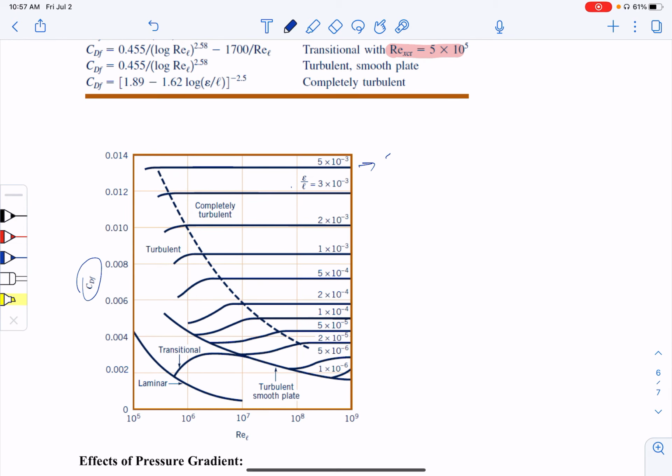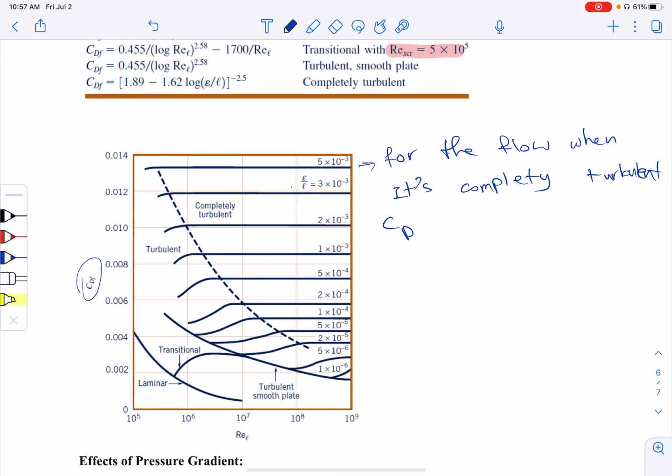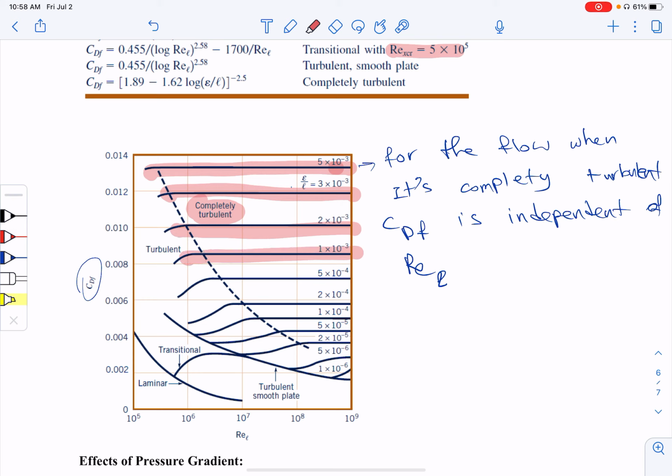And then we also can say that for the flow when it's completely turbulent, the friction drag coefficient is independent of the Reynolds number, because you can see through the shape here, this is the completely turbulent region, and the whole line is just kind of straight, right?